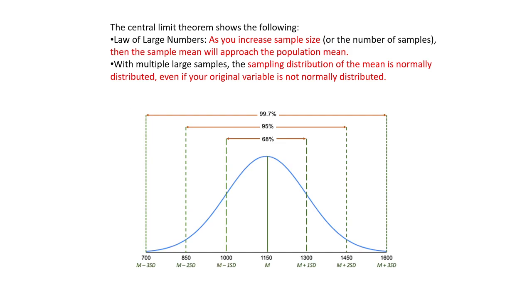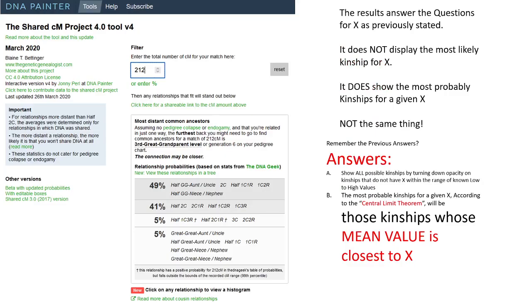So the closer it gets to the mean, that's the middle value, the closer the numbers get, the more likely it is for that value. Okay, makes sense. All right, so what I'm going to do here is enter a sample number, which was 212, which many of us have. Some don't. Some have lower numbers. We'll talk about that. The results answer the questions for X as previously stated.